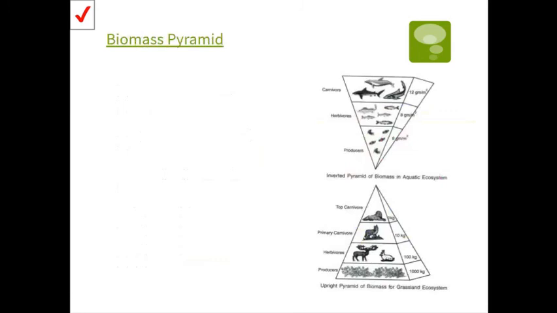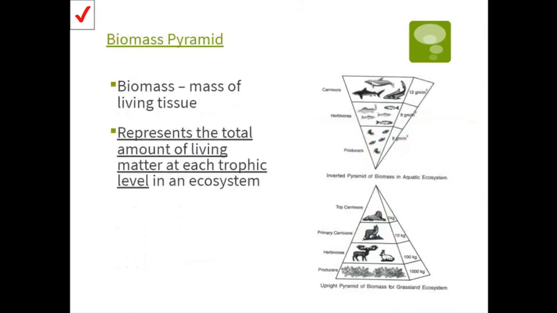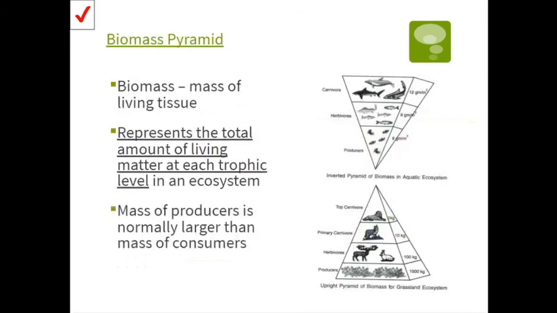The last thing we're going to discuss today is called a biomass pyramid. Bio meaning life, mass meaning the amount of something that is present there. So biomass is the mass of living tissue at each level. This represents the total amount of living matter at each trophic level in an ecosystem. The mass of producers is normally larger than the mass of consumers.